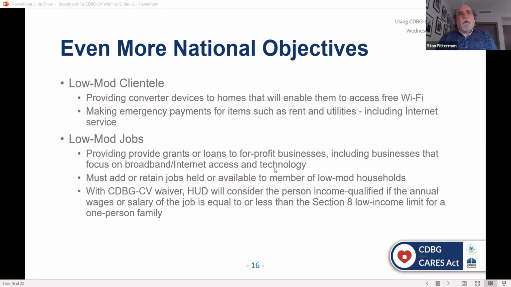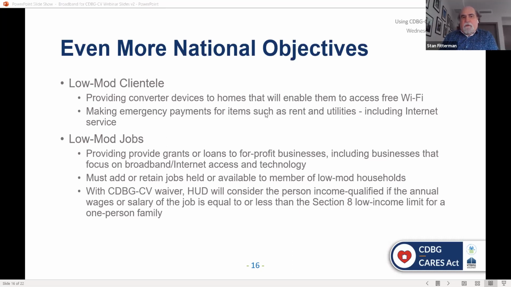If we're doing economic development, then we're looking at the low mod jobs more than likely. And let me back up for a second. If we're doing a micro enterprise, which is 5 or fewer employees, including the owner, and the owner is part of a low mod household, then that would count as low mod clientele. If we are not doing that, so a larger company or not owned by a low mod household, then our national objective is going to be either job retention or job creation. And the jobs need to be made available to or held by a member of a low mod household.